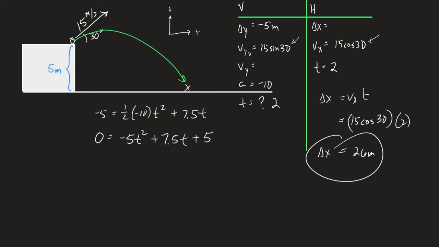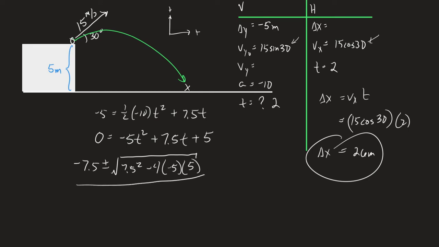Which is just to say negative 7.5 plus or minus the square root of 7.5 squared minus 4ac, divided by 2a.